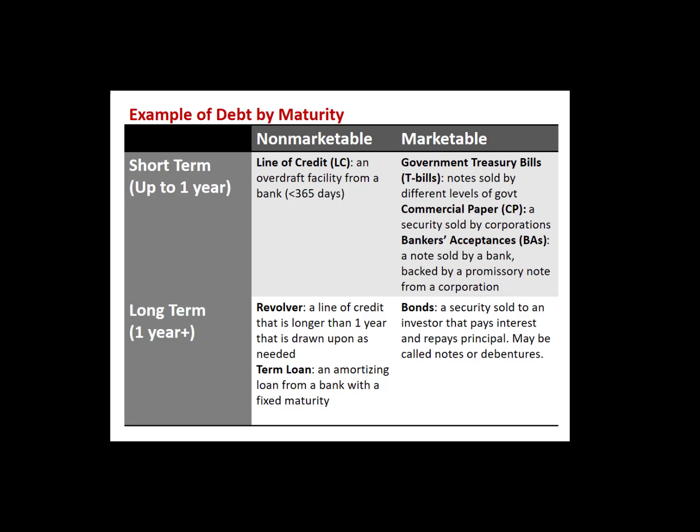Okay, so here's different types of both marketable and non-marketable debt, which is short-term versus long-term. So an example of non-marketable short-term debt would be a line of credit, such as an overdraft facility that's less than 365 days. Whereas a form of marketable long-term debt would be bonds that are sold by a company to investors, institutional investors such as pension funds, mutual funds, or banks and insurance companies may also buy them. Now note that bonds may also be called notes or debentures. Those are two other terms for bonds.